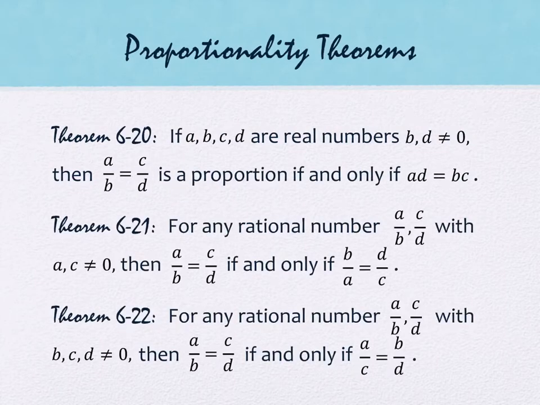This cross multiplication is theorem 6.20. It says that if you have a over b equal to c over d, this forms a proportion if and only if, when you cross multiply, a times d is exactly what you get when you cross multiply c times b. So if it's a proportion, it has this equation AD equals CB. And if AD equals CB, then I can backtrack and I know that I have a proportion.